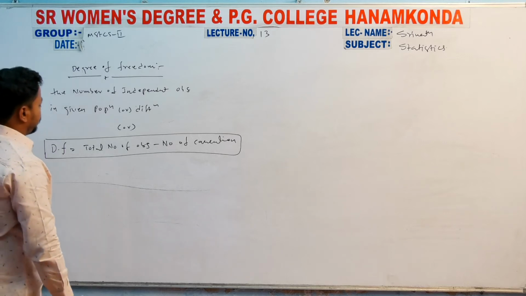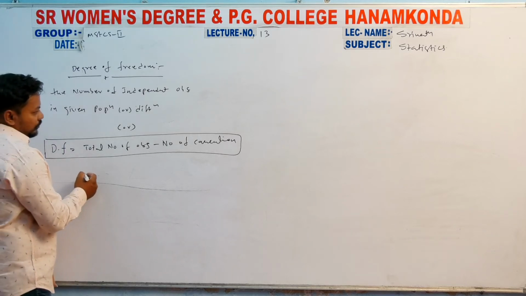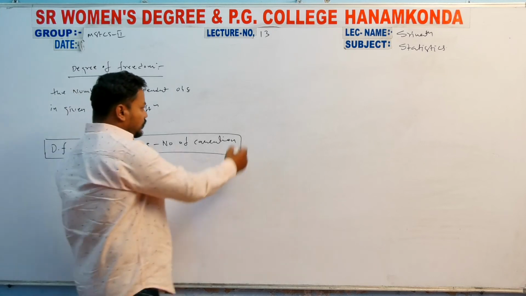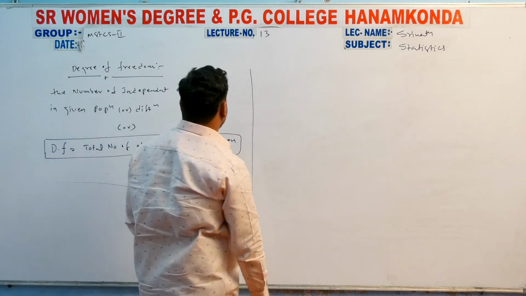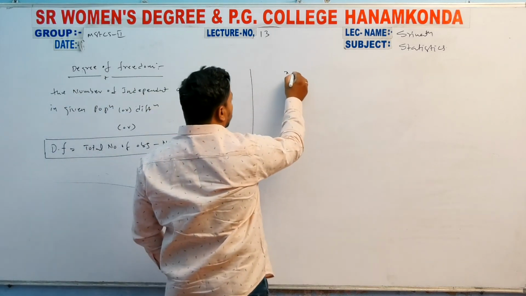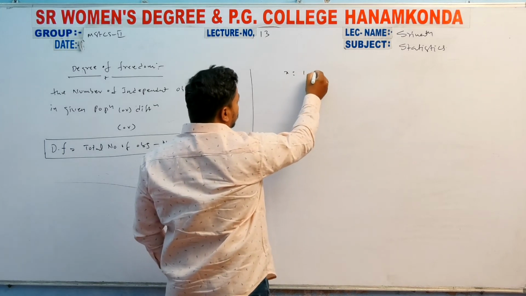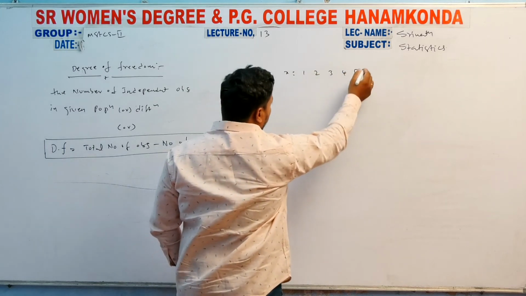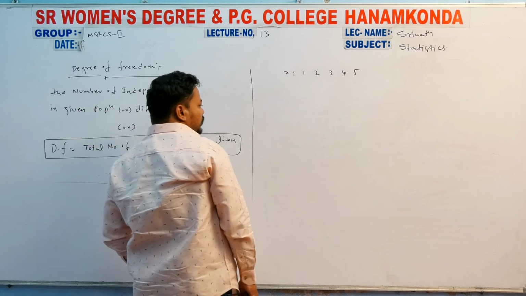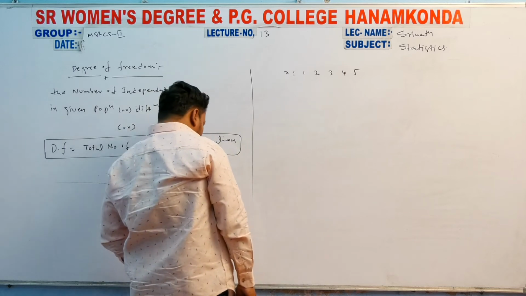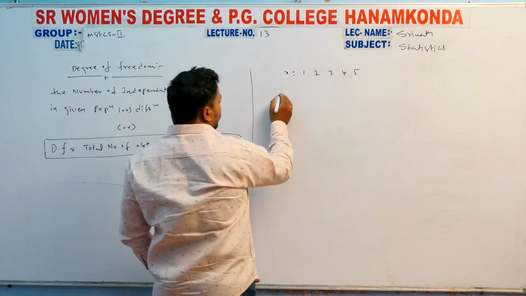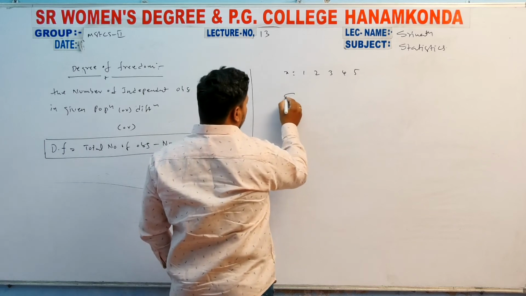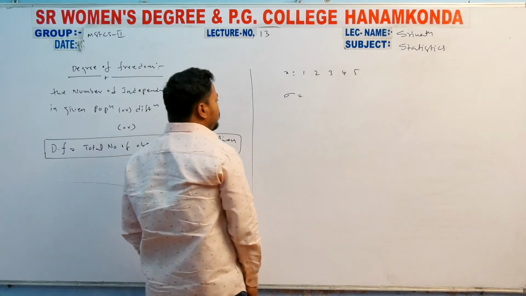For example, I am taking the x variable 1, 2, 3, 4, 5. I want to find out the standard deviation sigma.